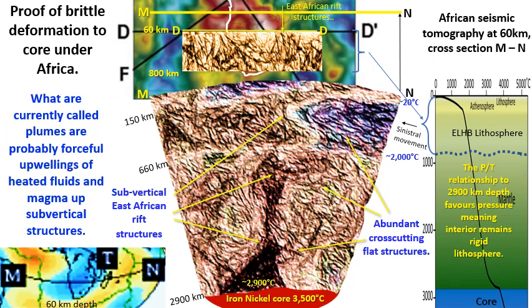There are also abundant cross-cutting flat structures. These flat structures cut right across the supposed plume area with no real deformation or disruption. So what are currently called plumes are probably forceful upwellings of heated fluids and magma up subvertical structures.